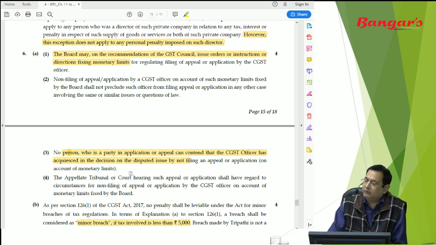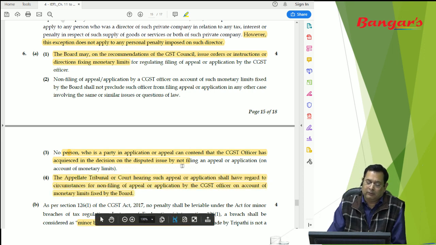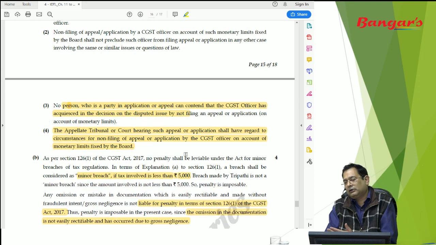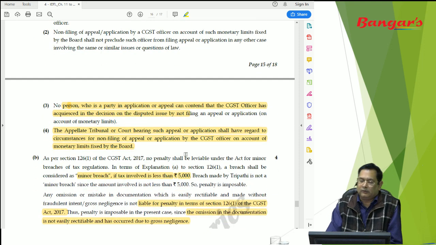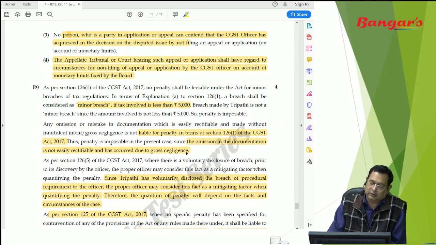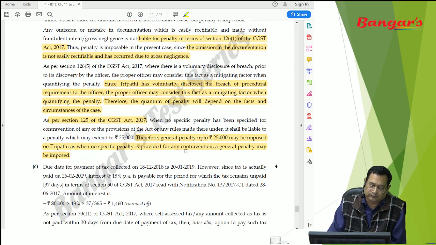And the appellate tribunal will also consider the circumstances. The court will also consider the circumstances why the appeal has not been filed earlier. If it is on account of monetary limits, then they will accept it in the other issues, other cases. Otherwise, in case it is on other factors, then in that particular circumstance, they will look at whether to accept the appeal or not.